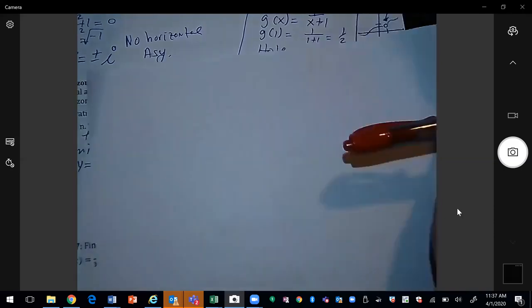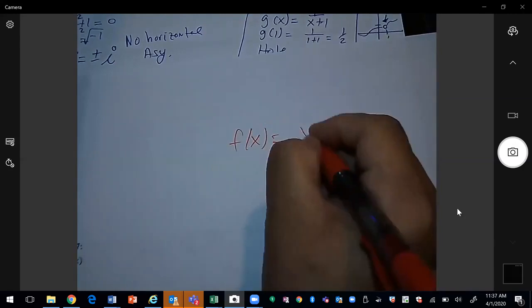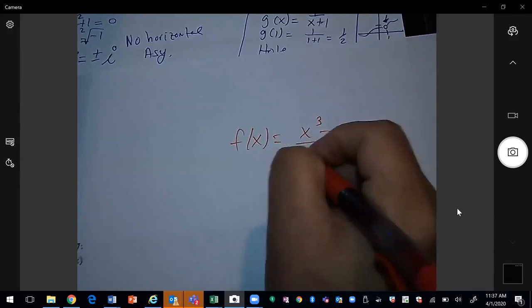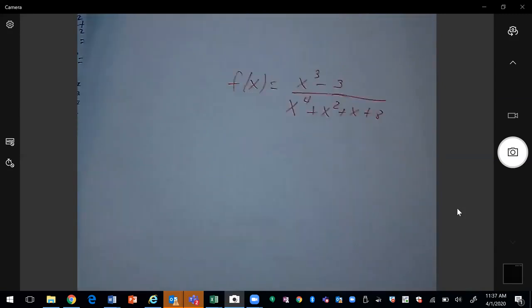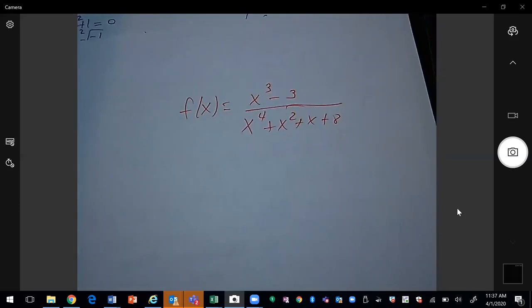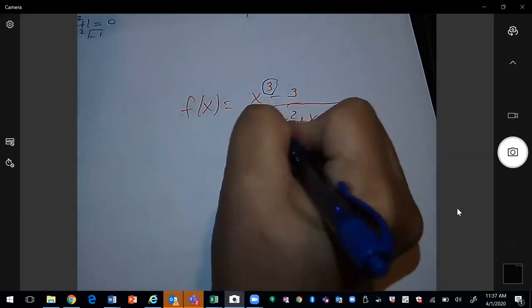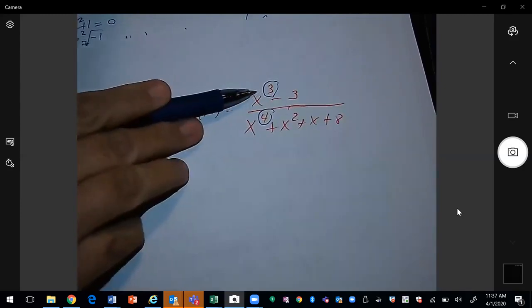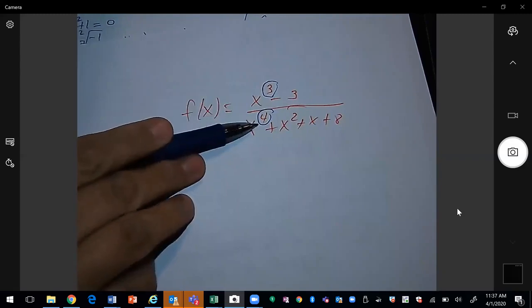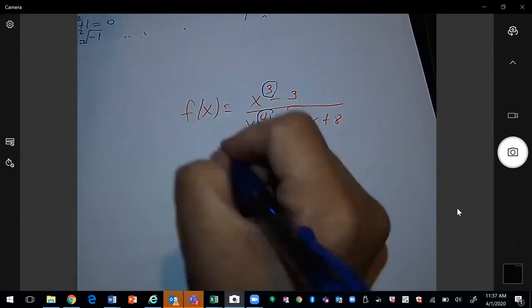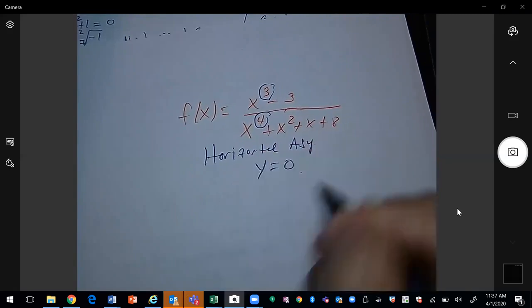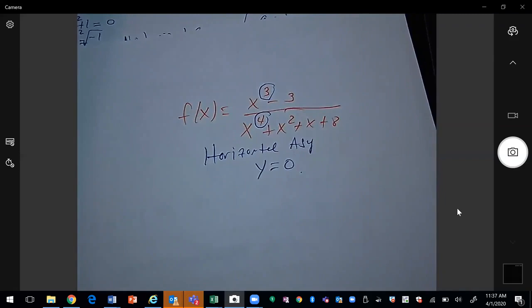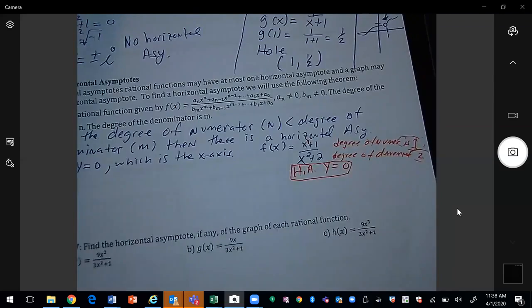So for example, if you had f of x equals x cubed minus 3 divided by x to the 4th plus x squared plus x plus 8, something like this. If you want to find the horizontal asymptote, we have to check the degrees here. Well, the numerator is smaller than the denominator, okay? So if that's the case, then we say that there's a horizontal asymptote at y equals 0. And it's always going to be y equals 0 if this is smaller than this one, okay? And we'll do some examples right now.